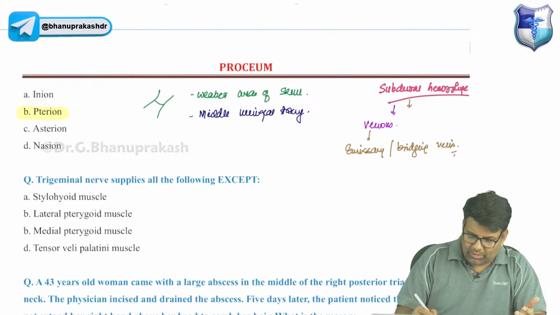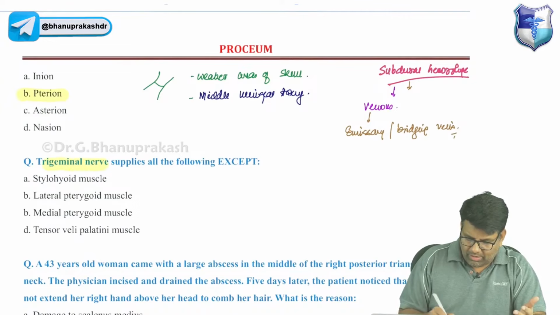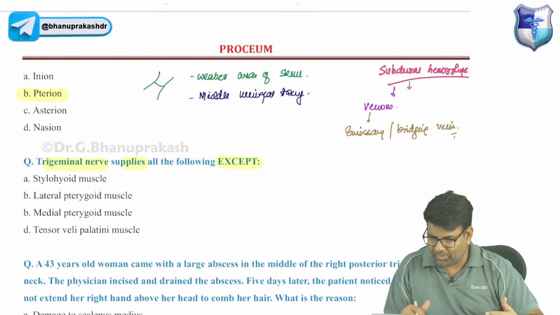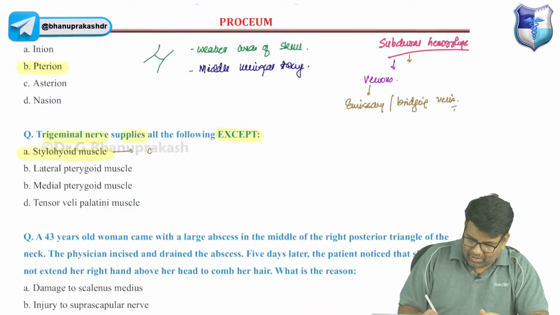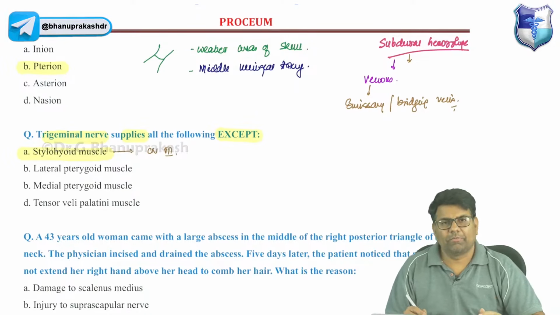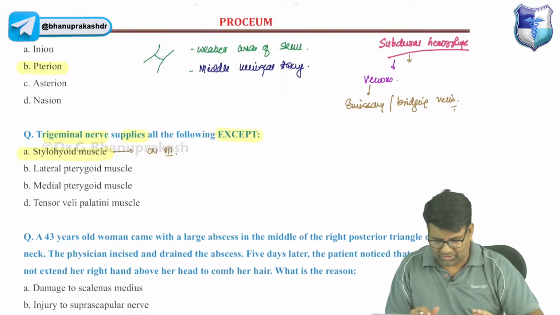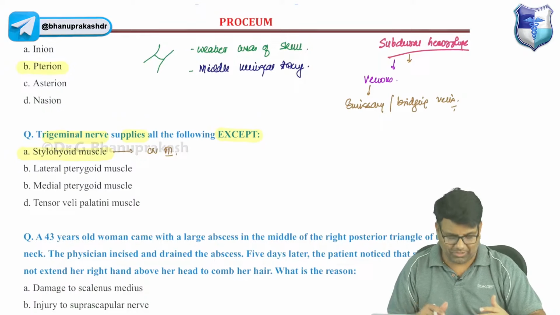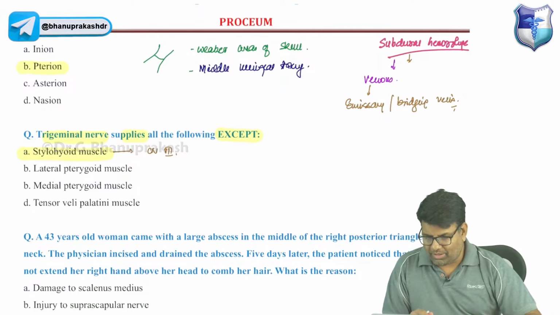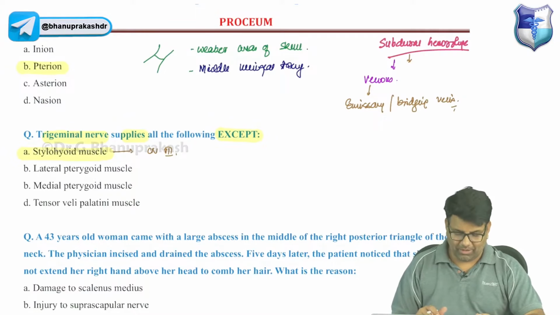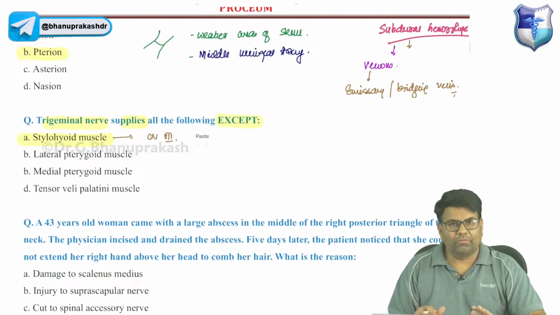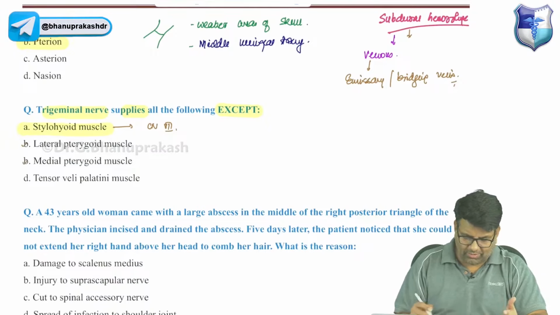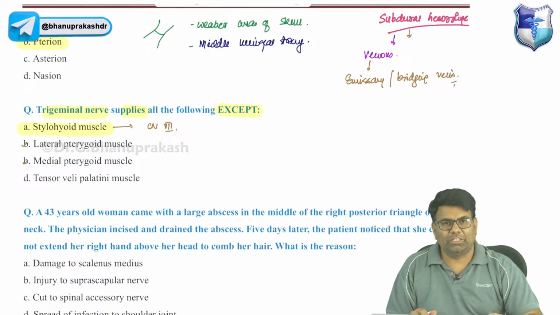Now we can move on to the next question about the trigeminal nerve. It supplies all the following muscles except. So which of the following muscles is not supplied? Stylohyoid is supplied by cranial nerve 7, that is the facial nerve. Anyway, no problem, please correct yourself. So your answer is right, but the reasoning needs a little correction. Styloid, it is supplied by the facial nerve, right? Then lateral pterygoid, medial pterygoid, tensor veli palatini are all supplied by the trigeminal nerve.